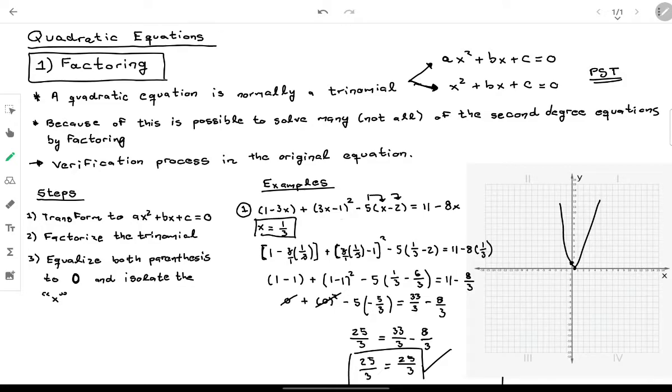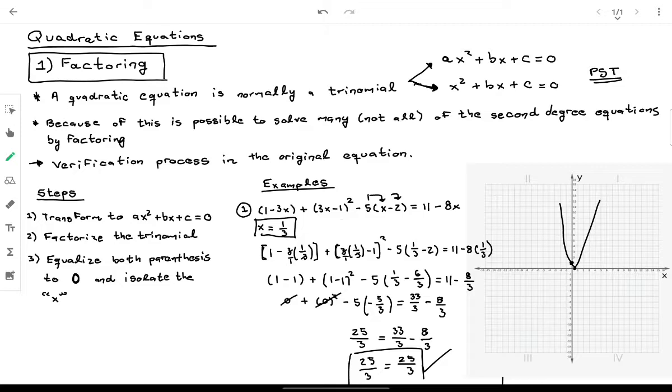Of course, what happens if we have two values of x? We need to check both values to see if they are possible roots of this specific equation. So remember, the verification process must be done in the original equation. In this case, I only did it one time because the value of x is only one value. But of course, if we have two different values of x, we will need to do the verification process twice.